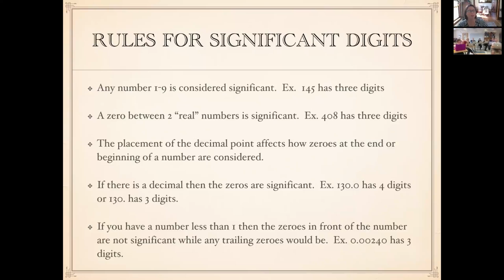The number 130 with just the decimal point has 3 digits, although you'll very rarely ever see it written this way. But it does happen.